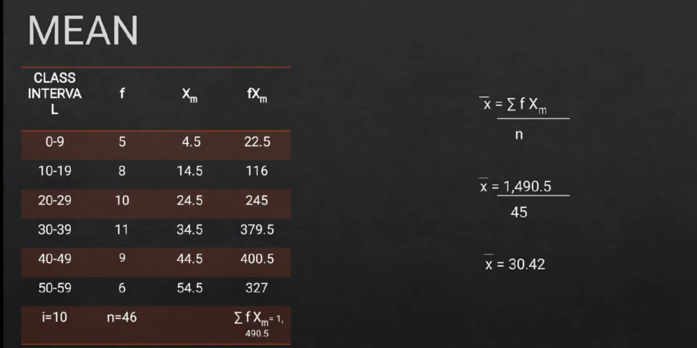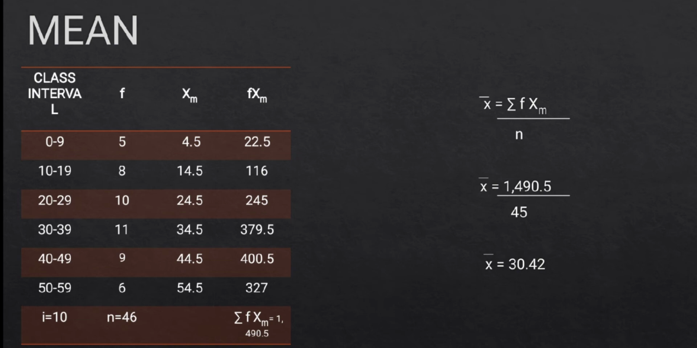To get the mean, we will be needing the frequency, the total number of respondents, and the summation of x sub m. Here is the formula we'll be using. Mean is equal to the summation of the frequency multiplied by the class mark, all over n, or the total number of respondents. Let's go back to our table and substitute.